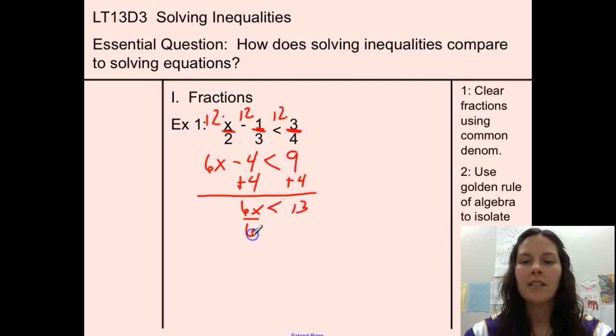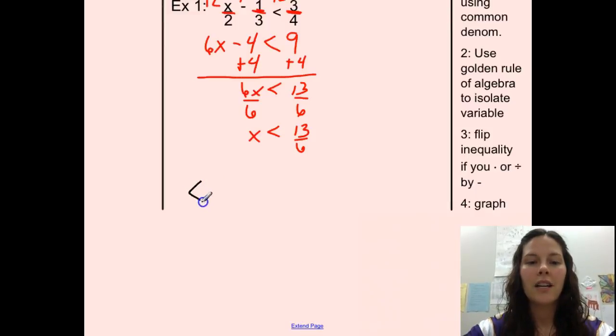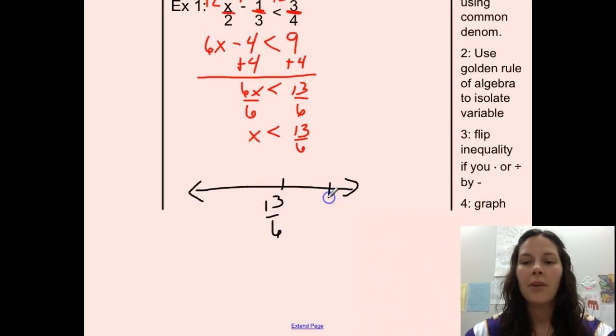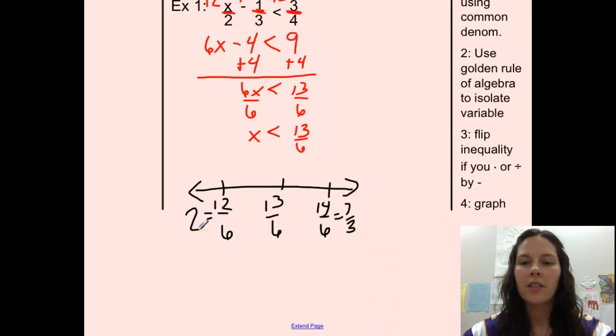Dividing each side by 6, I get x is less than 13/6. Remember, putting this on a number line, we simply put the fraction in the middle and then add 1 to the numerator to get the values on either side. So I have 13/6 in the middle. I would have 14/6, which simplifies to 7/3 off to the right, and 12/6, which simplifies to 2 off to the left. We have x is less than, so we have an open circle because 13/6 is not a solution, and less than shades left.